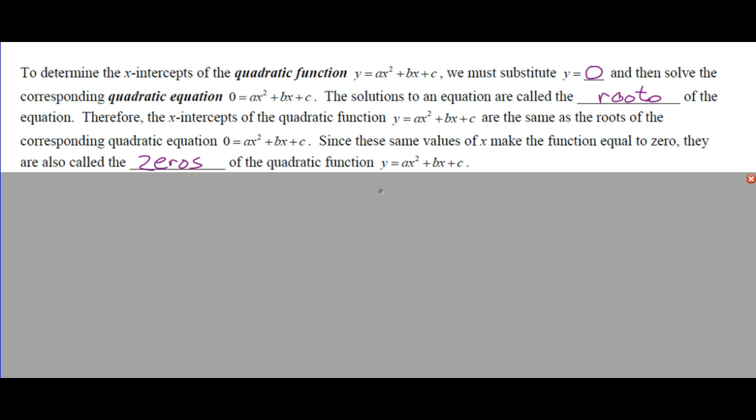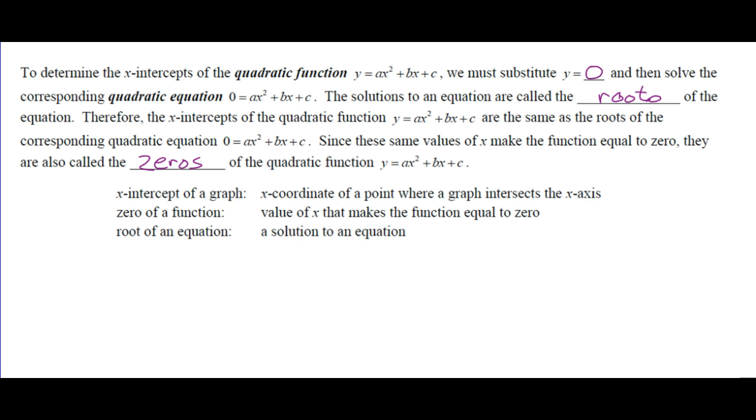Okay, so we've got 3 ways that we can talk about these things. The x-intercept of a graph, the x-coordinate of a point where the graph intersects the x-axis; the 0 of a function, the value of x that makes the function equal to 0; or the root of an equation, which is a solution to an equation. Okay, so there's just 3 ways. We're going to ask you questions saying, what are these called? But they're the x-intercepts of the graph, right?